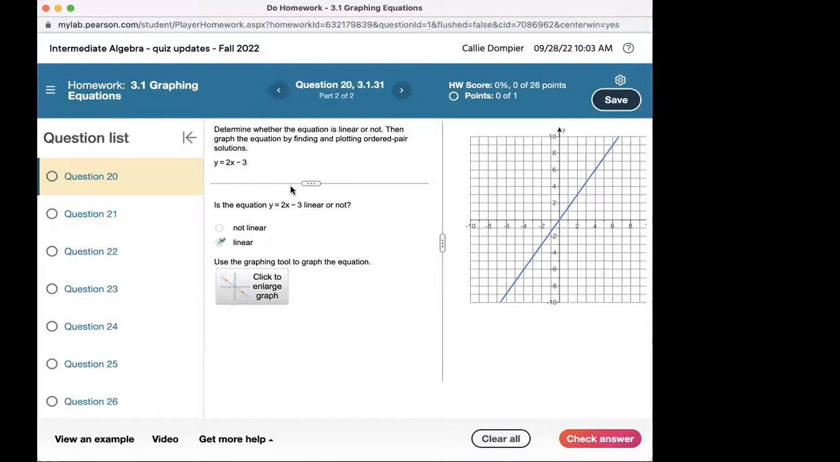This question says, determine whether the equation is linear or not, then graph the equation by finding and plotting ordered pair solutions. There's nothing wrong with right now going into Desmos and putting that equation into Desmos. Linear means that your line is straight. Not linear means it's not straight. Okay, so linear, think line. All right. When we see y equals 2x minus 3, what does that look like in Desmos?